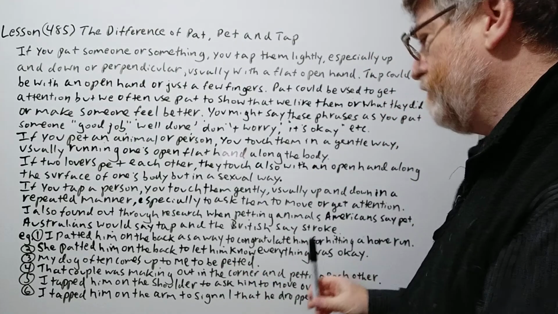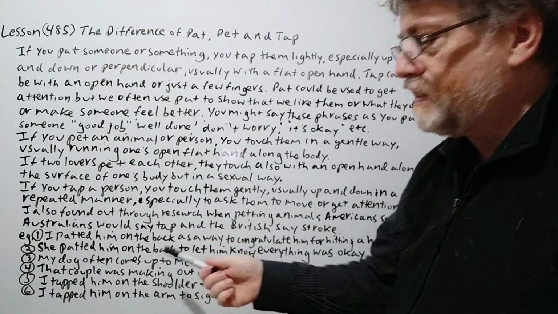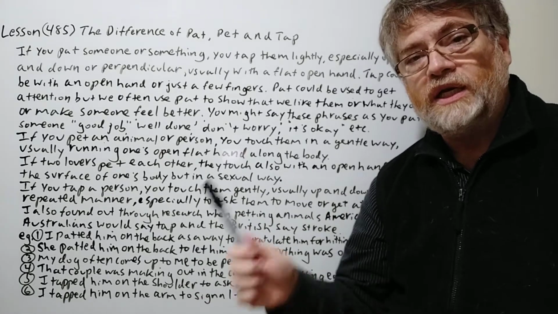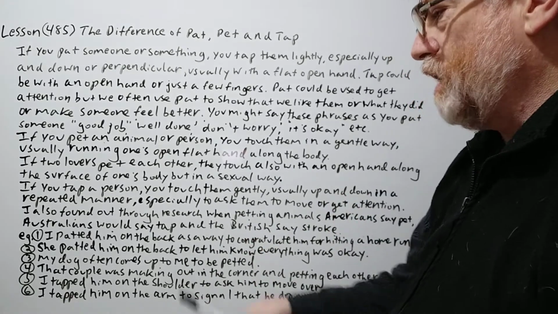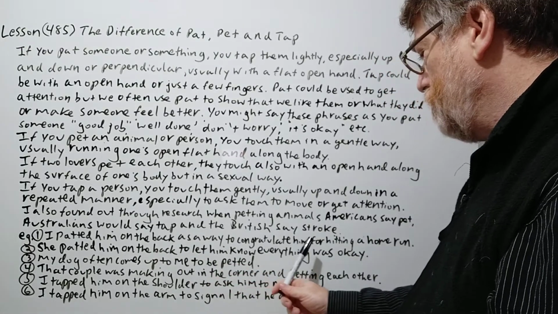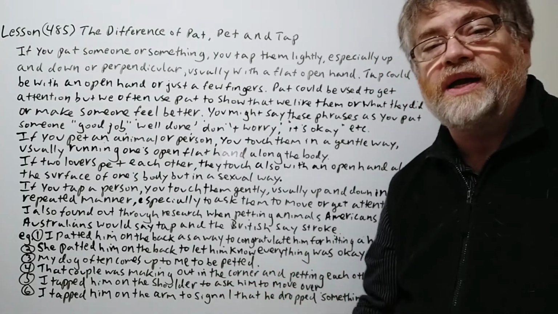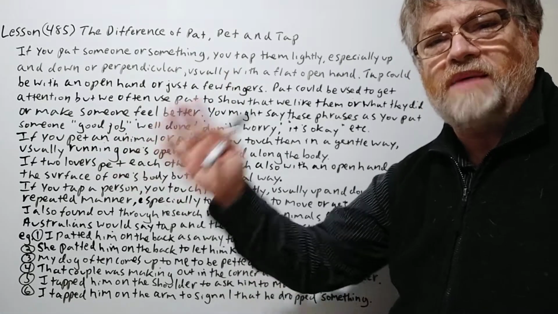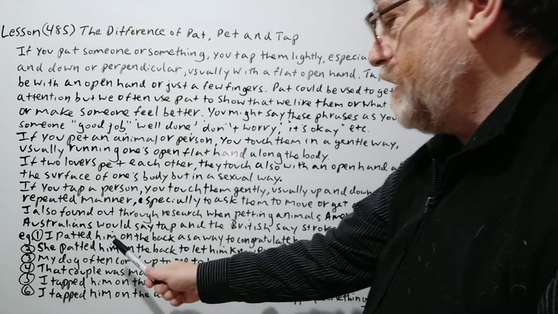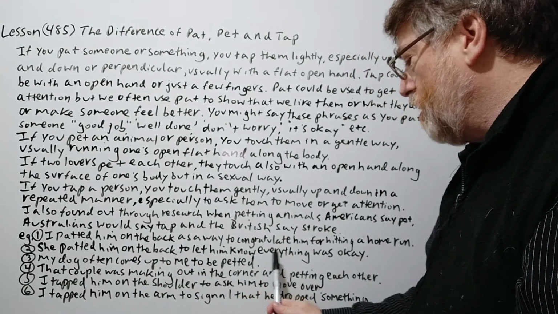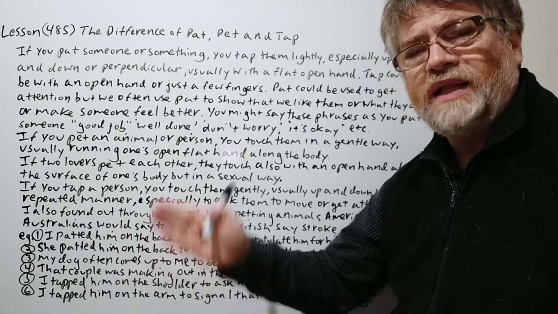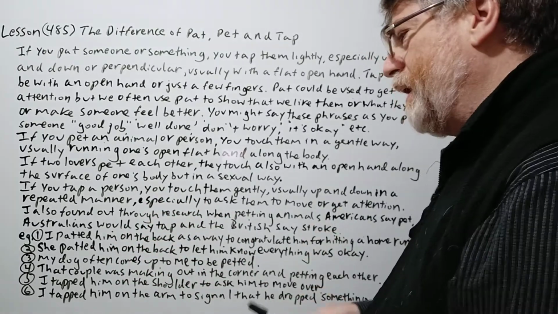Okay, let's continue. Here are 6 examples to give you a better idea of when you're more likely to use one than the other. Here's the first one. I patted him on the back as a way to congratulate him for hitting a home run. All right, good job, great. That would be patting. Number 2: She patted him on the back to let him know everything was okay. Don't worry, it's okay. A little slower, but also patting with an open hand.